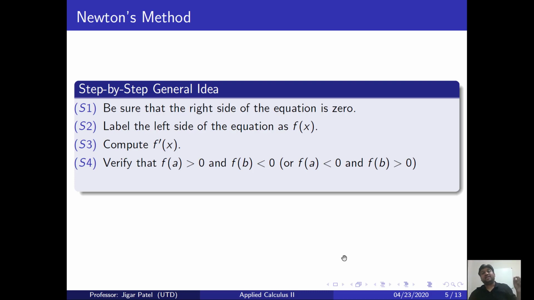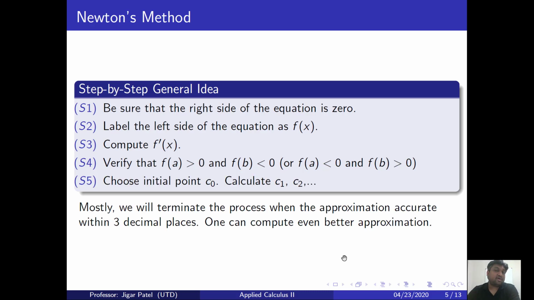Your function needs to change sign on the interval a to b. At a it needs to be negative, then at b it has to be positive, or if at a it's positive, then at b it needs to be negative. So a sign change has to occur. If a sign change does not occur, then we don't know if the graph cuts the x-axis.